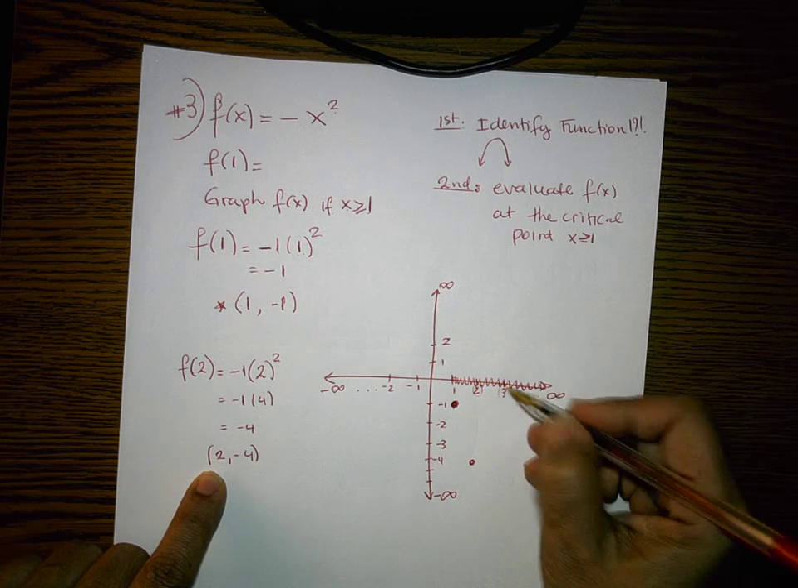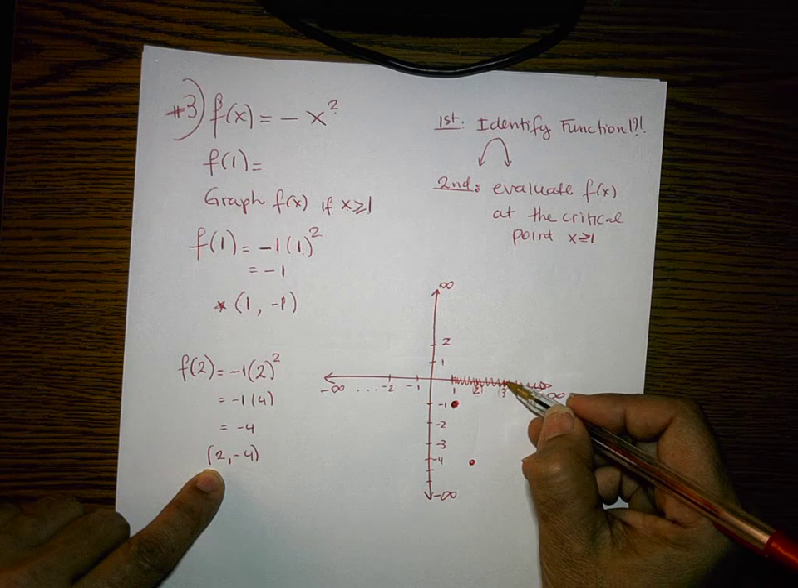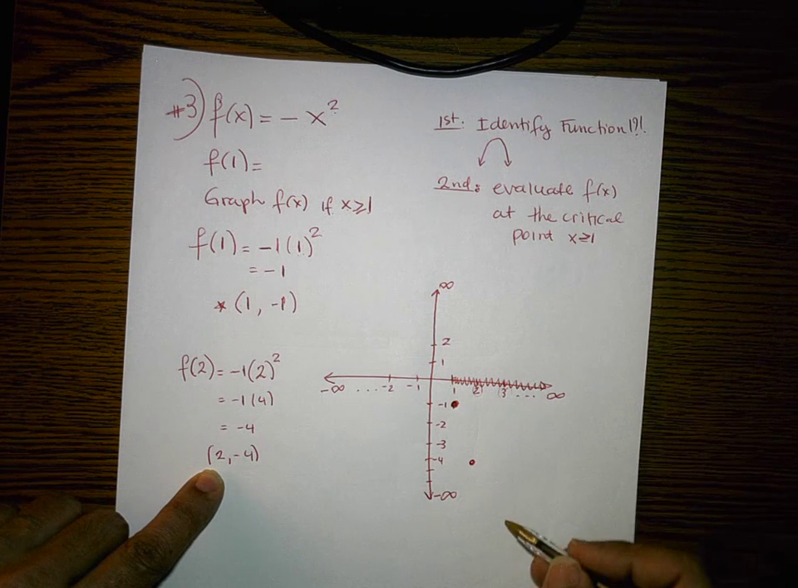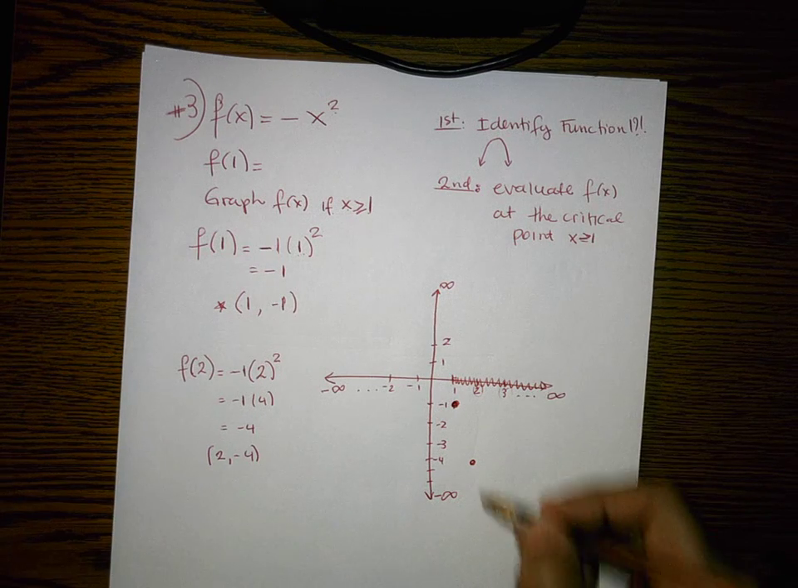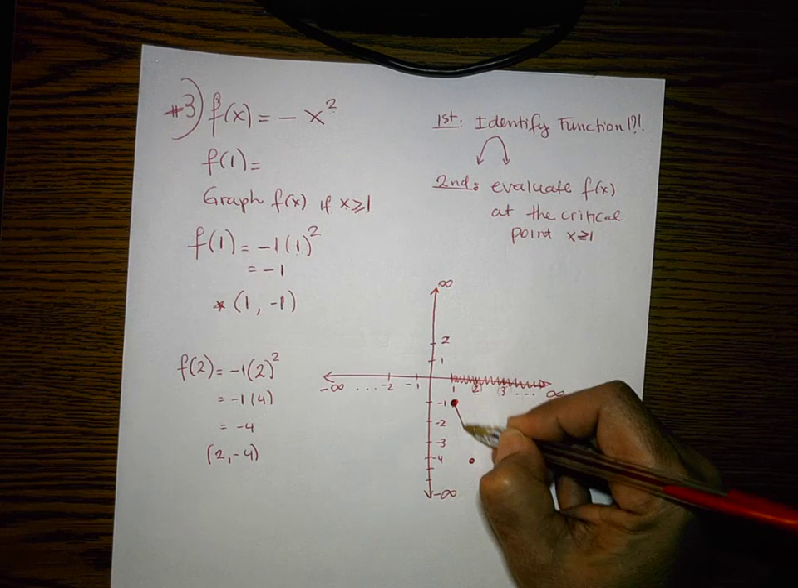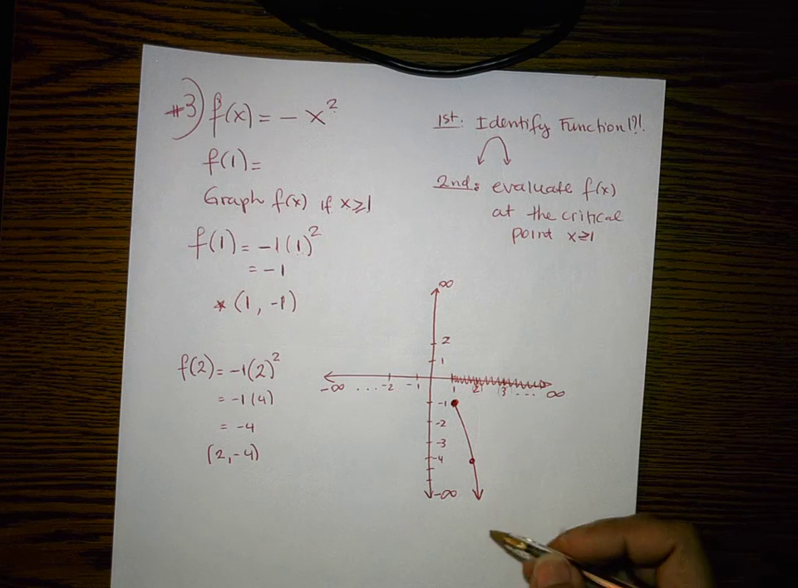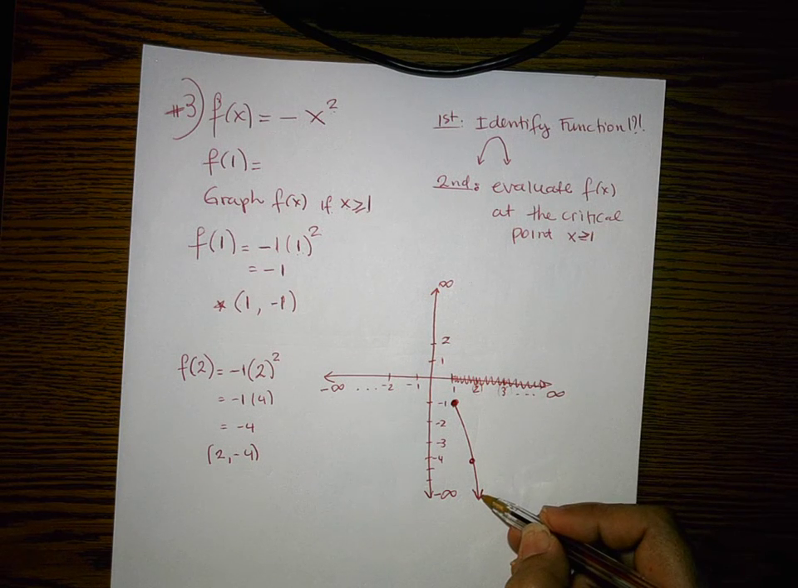And if I keep on going, guys, you will see that if I plug in a 3, I'll get a -9. And this function is going to keep going down lower here on the negative infinity. So now I can connect my dots and know that that's the direction I'm going right here. And there's the piece of my parabola, okay?